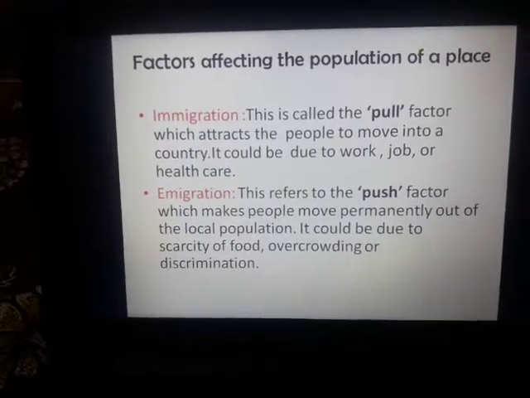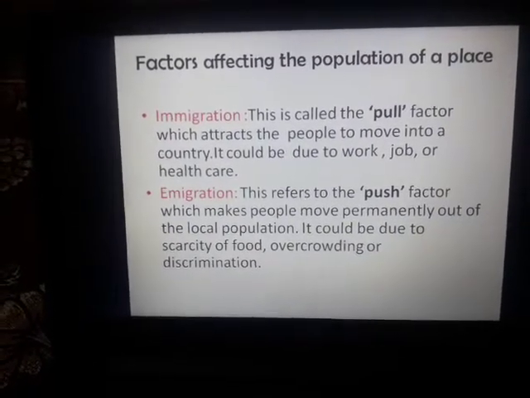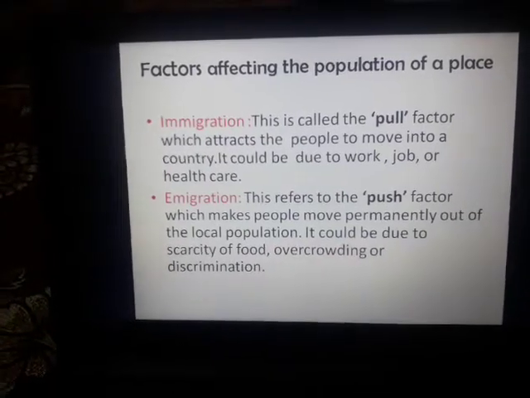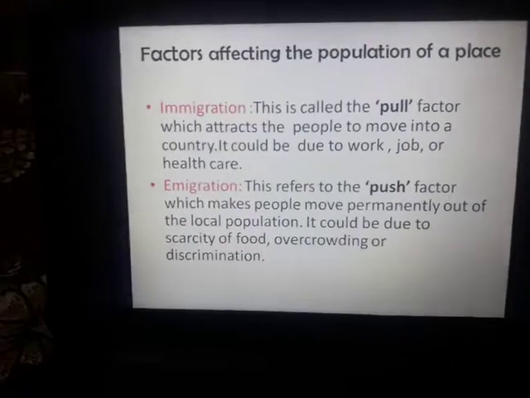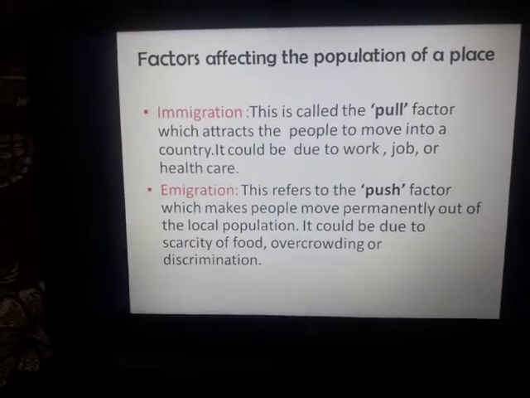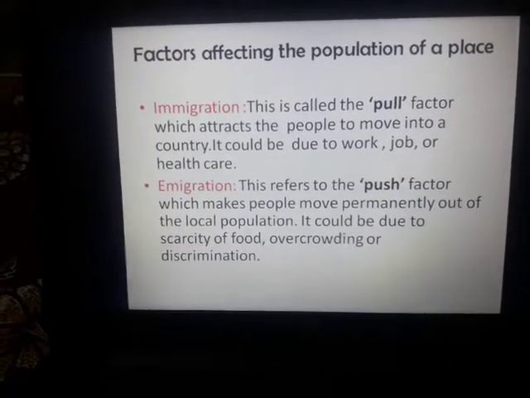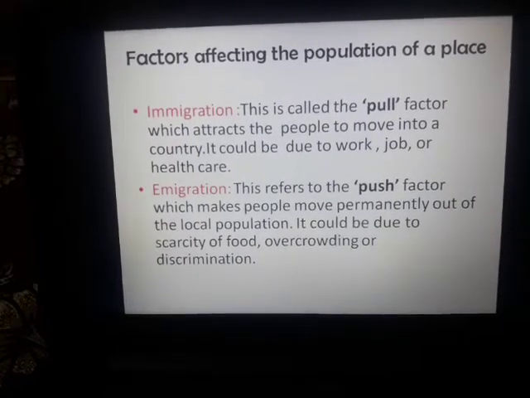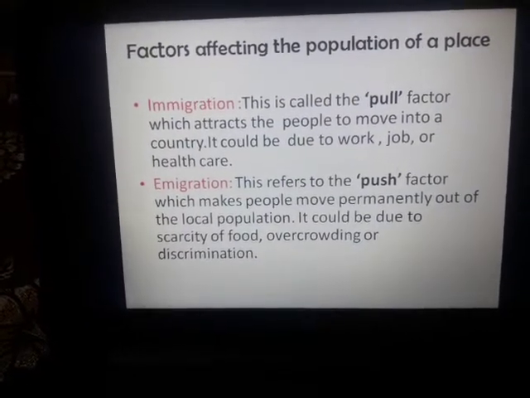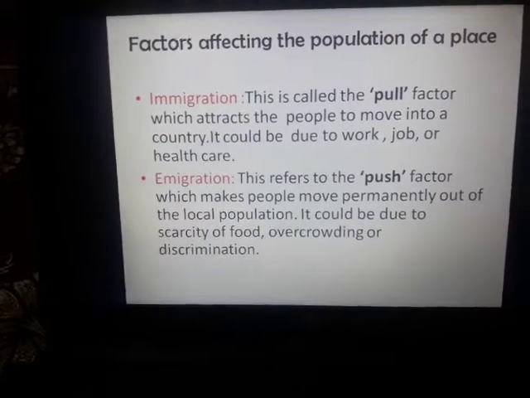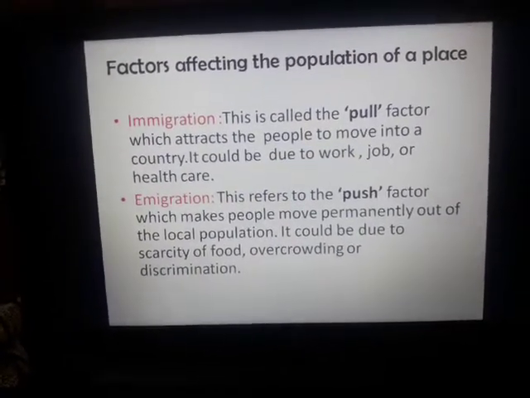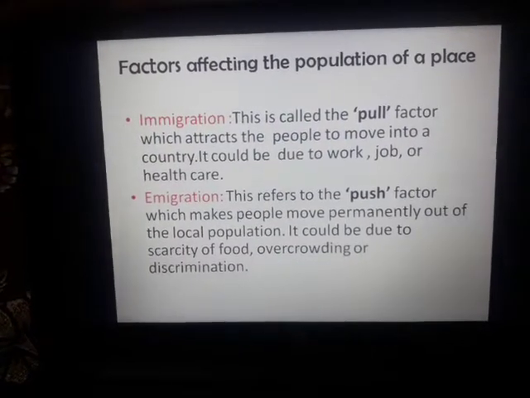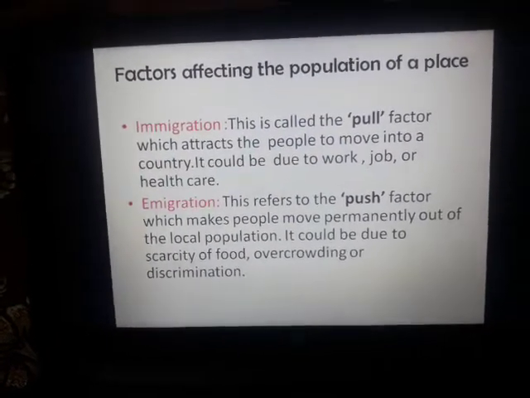Emigration. This refers to the push factor which makes people move permanently out of their home country or local population. It could be due to scarcity of food, overcrowding or discrimination, and there are many other reasons why a person is emigrating.